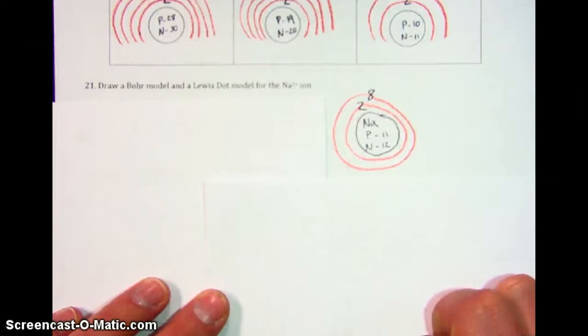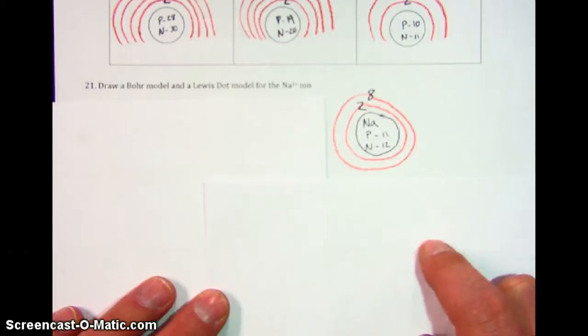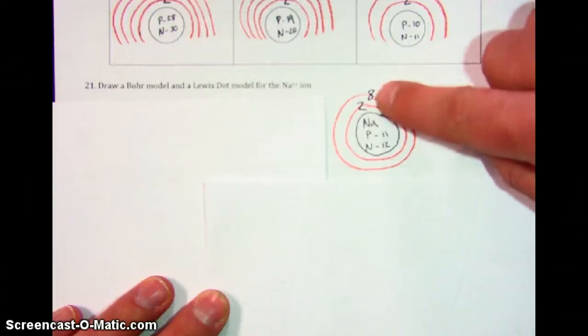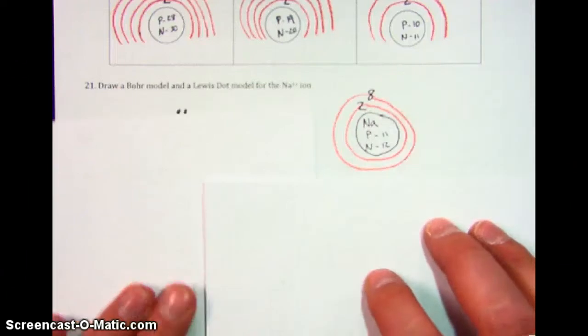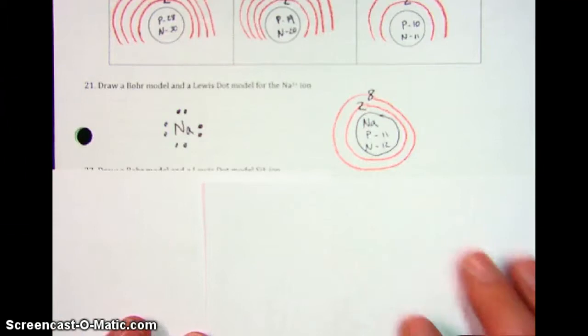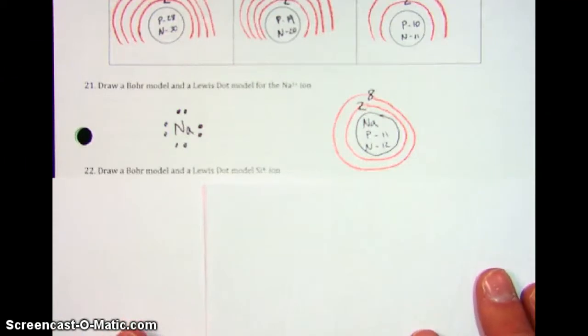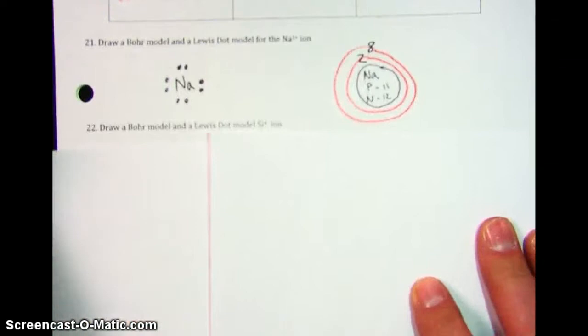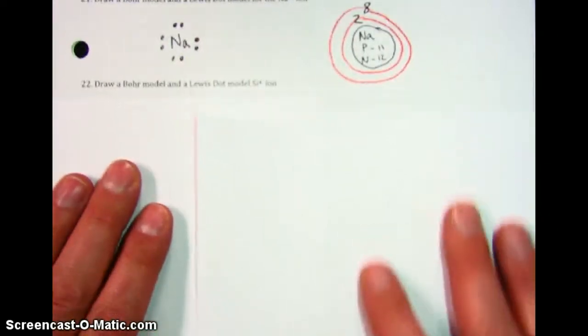So for the Lewis diagram, please remember that the purpose of a Lewis diagram is to show how many valence electrons it has, and this Bohr model shows that there are 8, and that's why our Lewis diagram has to have 8 dots. For the next one, we're being asked to draw for silicon with a 4 minus charge. So here's what that's going to look like on a Bohr model.